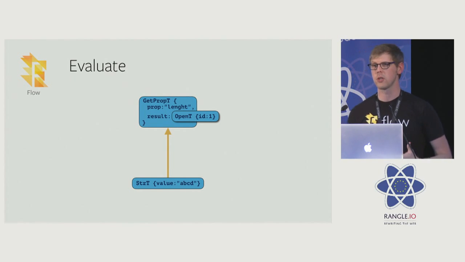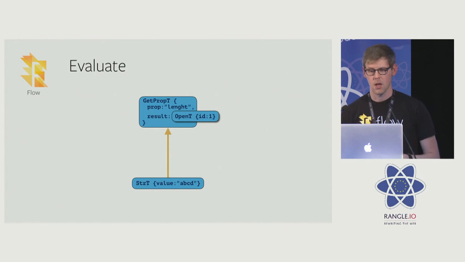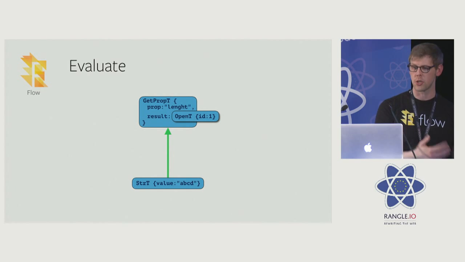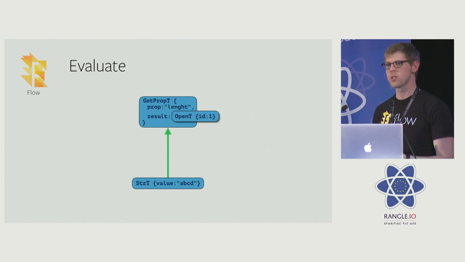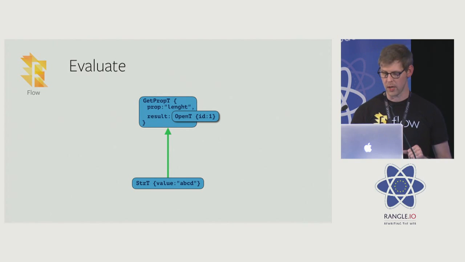We have one flow constraint left to evaluate, string flowing into getPropT. So we start at the bottom. We look up in our rules table what's the rule for whenever a StrT flows to a getPropT. Well, this set of rules is a little more complicated than the last one, so bear with me. I'm going to step through it one at a time.